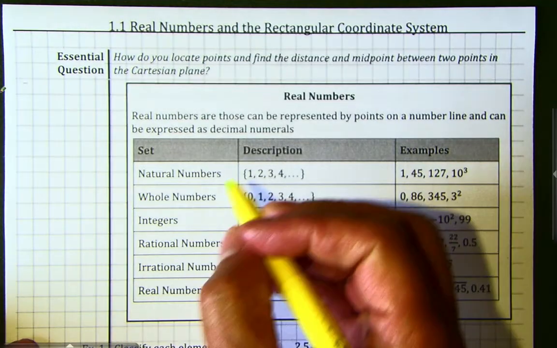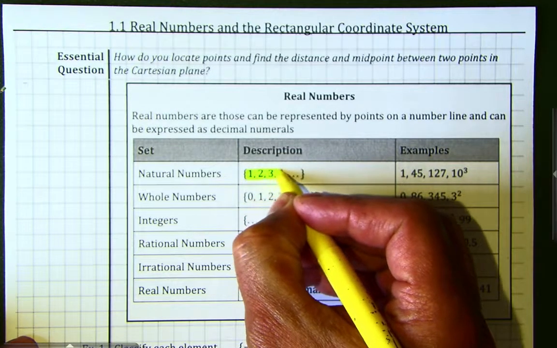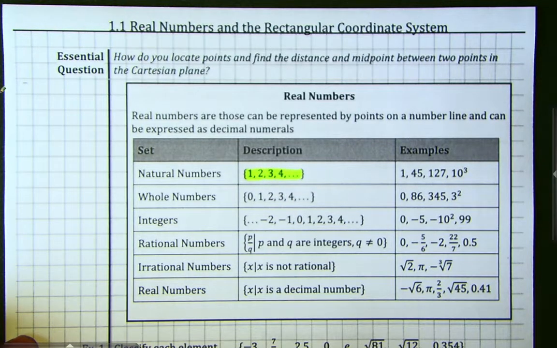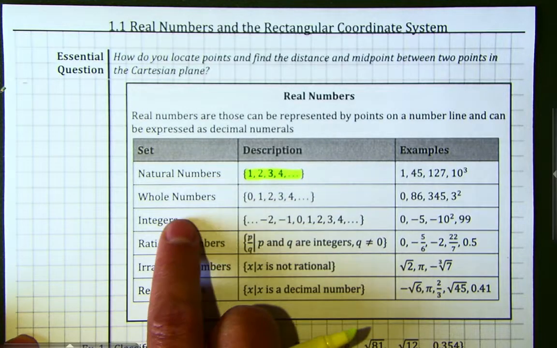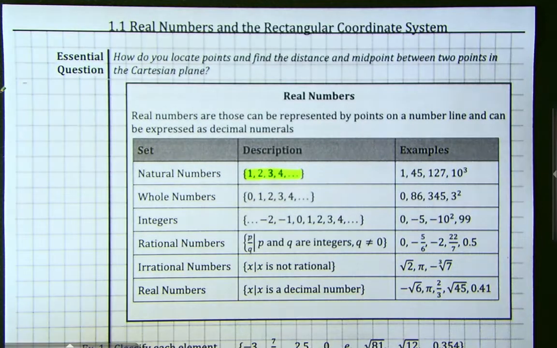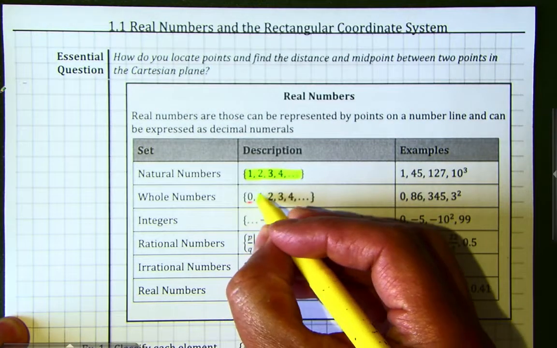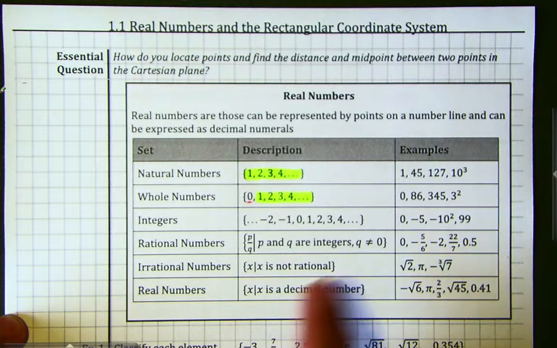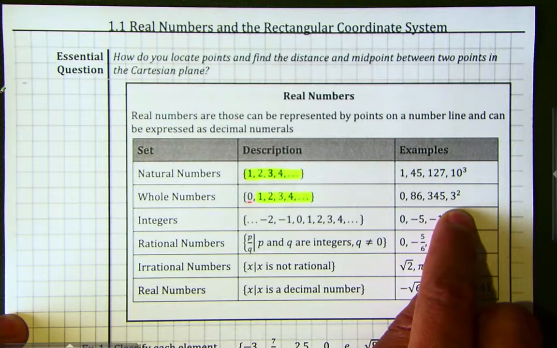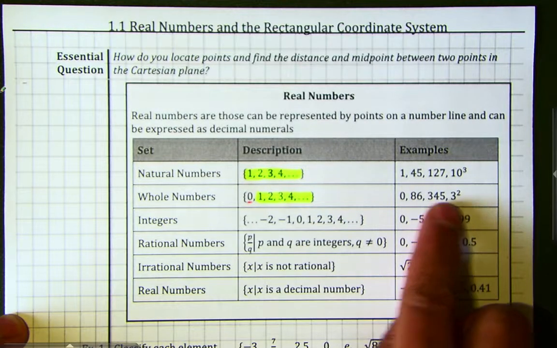The natural numbers are all the numbers starting with 1, 2, 3, 4 all the way through. Notice that 0 is not considered a natural number, but 0 is a whole number, and whole numbers also include all the natural numbers. Some of the examples are over to the right, including 3 squared, because 3 squared is 9. So 9 is a whole number, but 9 is also a natural number.